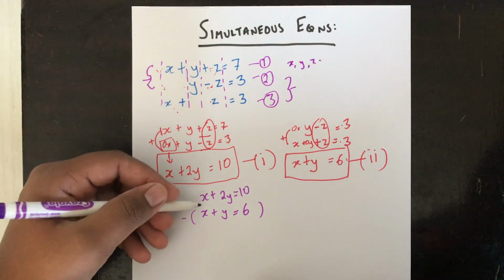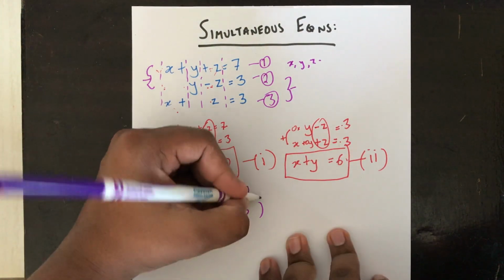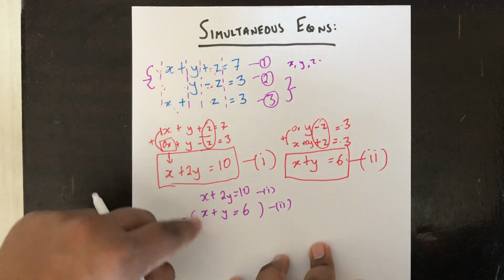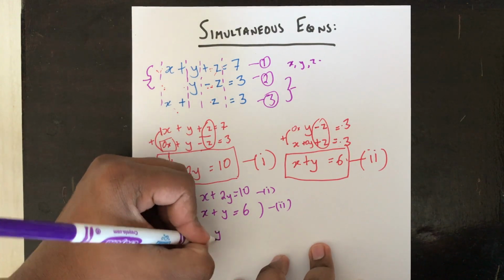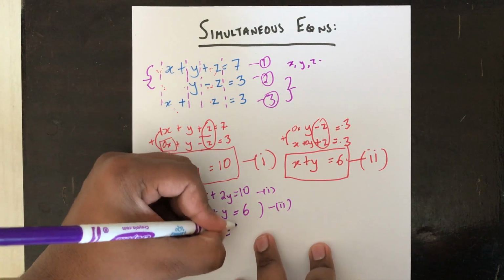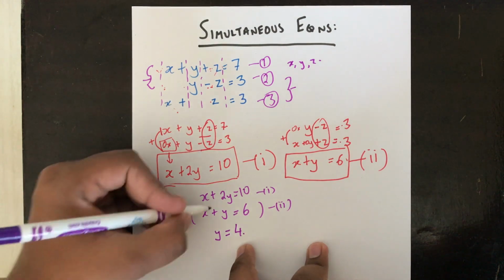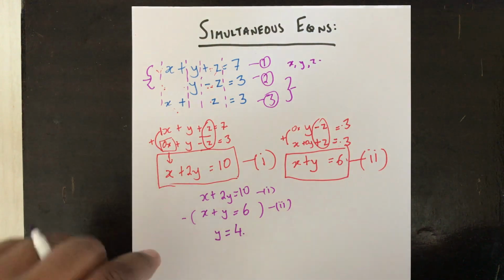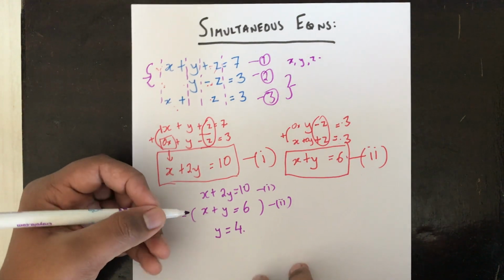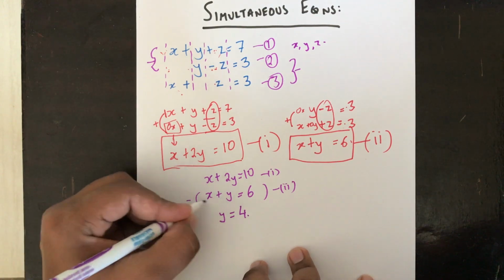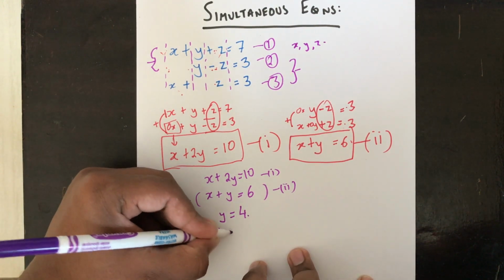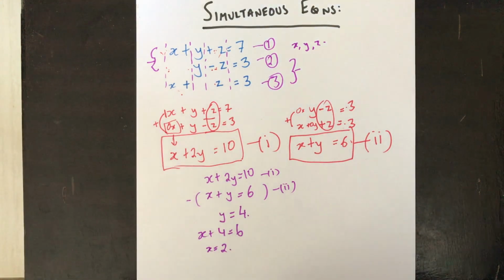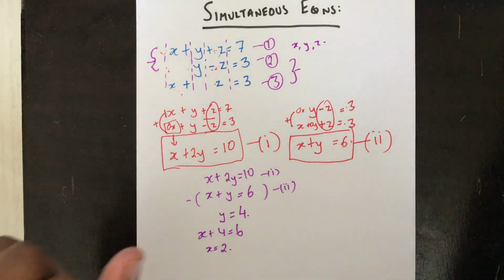So elimination gives me x minus x. I'm subtracting equation 1 and equation 2. So x minus x is 0, 2y minus y is y, and 10 minus 6 is 4. So therefore y is equal to 4. I've just subtracted this equation and this equation to get y as 4. Now I will be able to find the value of x easily, because y is 4 and I have x plus y is 6. So x plus 4 is equal to 6, and therefore x is equal to 2. So I've got my values, y is 4, x is 2.